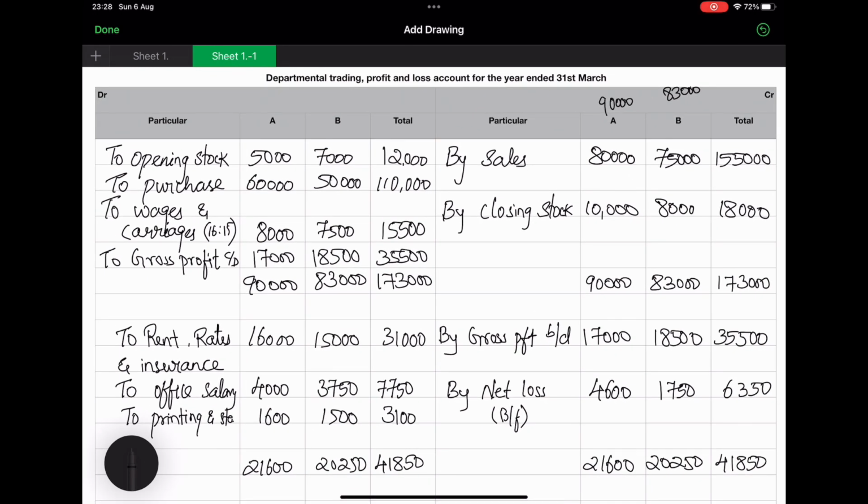Yes, so this is how we are going to solve the problems on departmental trading profit and loss account. So based on the problem and based on the additional informations given, we are going to solve the problem. Okay.